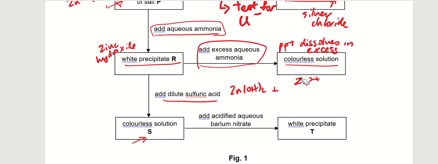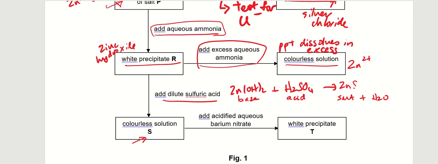Now let me move this away a bit. This is actually Zn2 plus. If you react it with sulfuric acid, you will realize that this is actually a reaction between an acid and a base, which means you will get a salt and water. So what is the salt that I will get? If I add zinc hydroxide to sulfuric acid, my salt will be zinc sulfate and I will get water. So that means this solution here will be zinc sulfate.